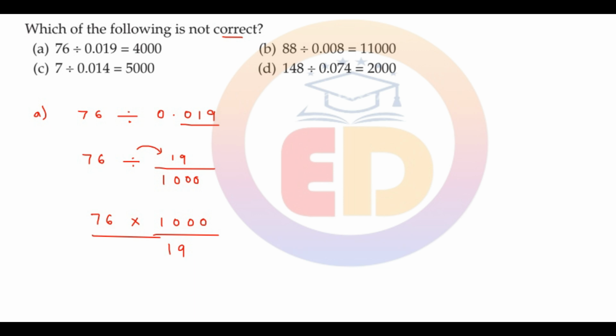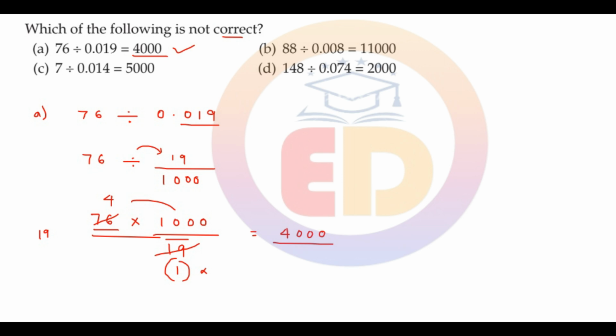Now we can simplify the numerator 76 and denominator 19 by 19. 19 ones are 19, 19 fours are 76. Denominator is 1, ignore that. Numerator 4 into 1000 is 4000. So our right hand side is actually giving us 4000, which in the answer option is also given as 4000. So this sentence is correct. This cannot be our answer. We have to find which is not correct.